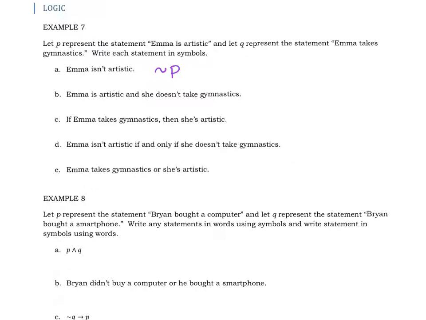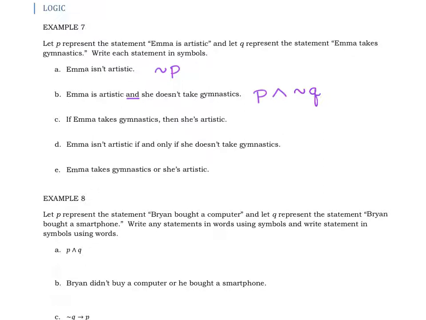Emma is artistic and she doesn't take gymnastics. So Emma is artistic is statement P. Okay, there's our word and, and so remember our symbol for and is like a caret symbol. Okay, and she doesn't, so there's our not, take gymnastics, which is statement Q. Okay, so P and not Q. Emma's artistic and she doesn't take gymnastics.